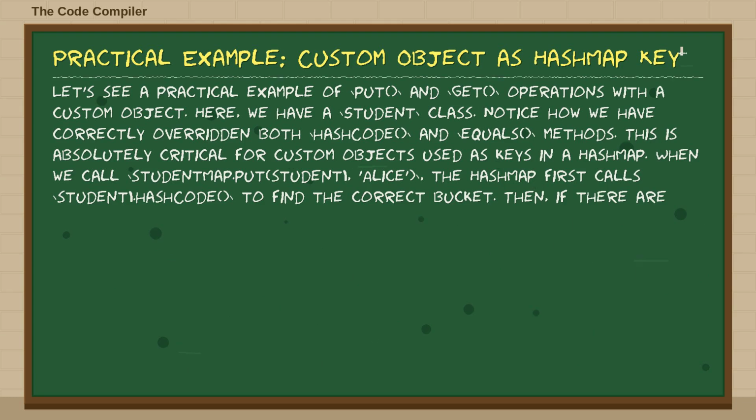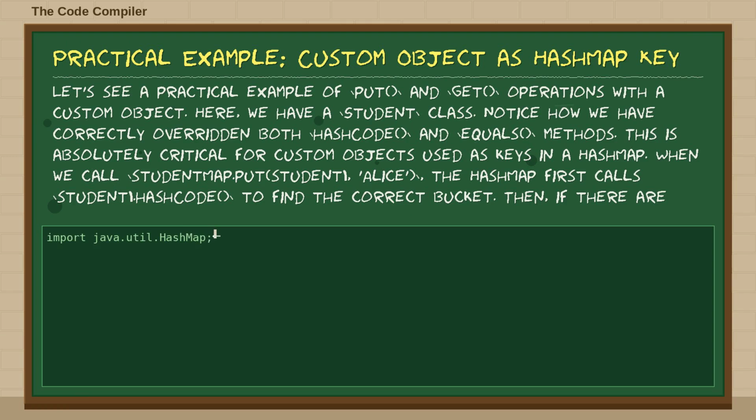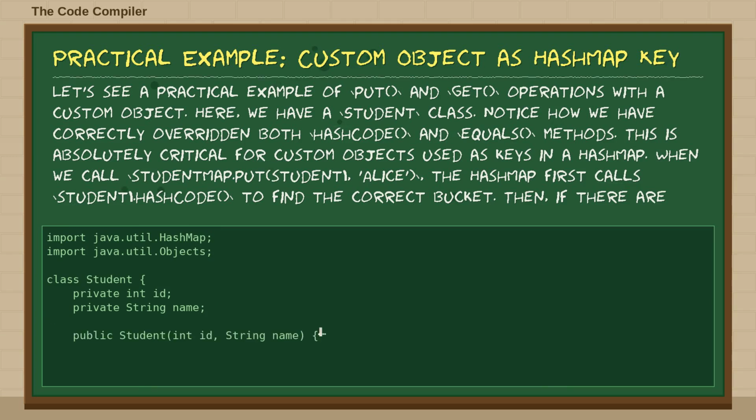Then, if there are existing entries in that bucket, it uses student1.equals to check if student1 already exists as a key. Similarly, for studentMap.get(student2), it first calculates student2.hashcode to jump to the right bucket, and then iterates through the linked list or tree in that bucket, using student2.equals to find the matching key and retrieve its value. Without correctly overriding both, your HashMap might not work as expected.